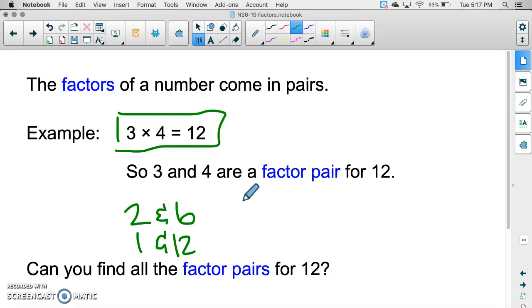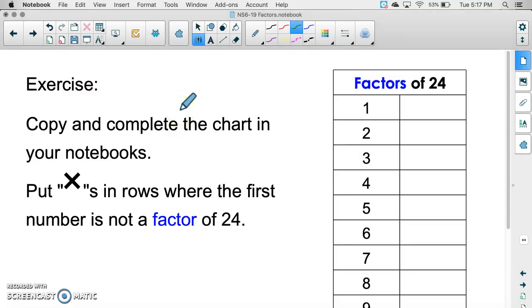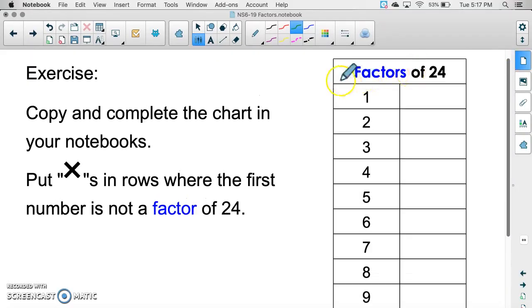So once we know that 3 times 4 equals 12, we also know that 4 times 3 equals 12. We don't need to list out both of those pairs because they're the same pair of numbers, they're just written in a different order. So let's look at this chart that I have here. You don't need to copy the chart, I just want you to watch the screen for now. So we're going to look at the factors of 24.